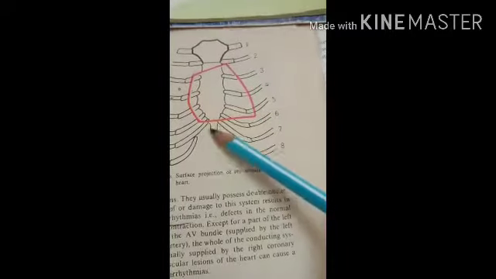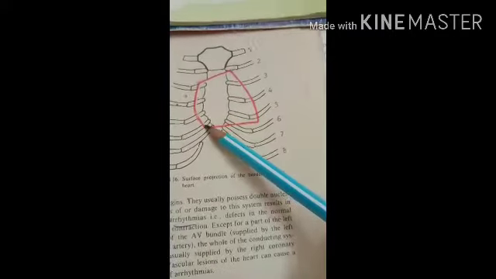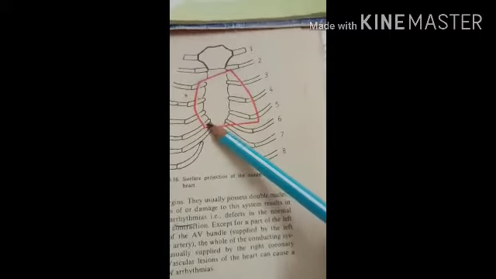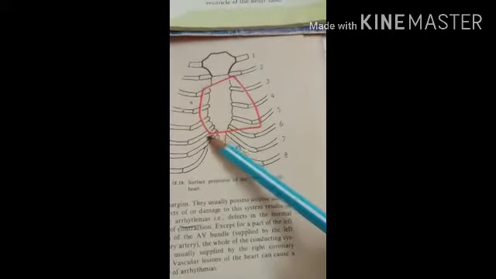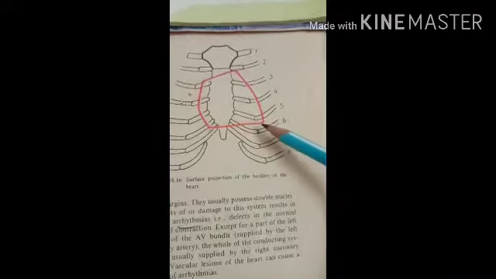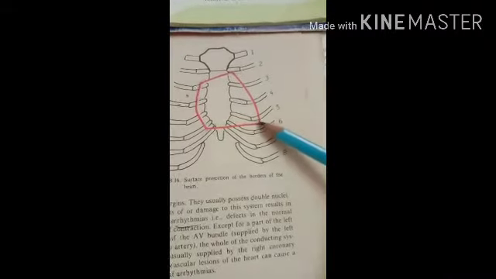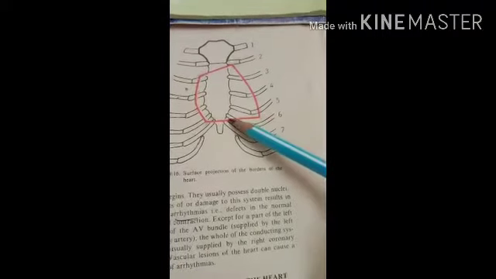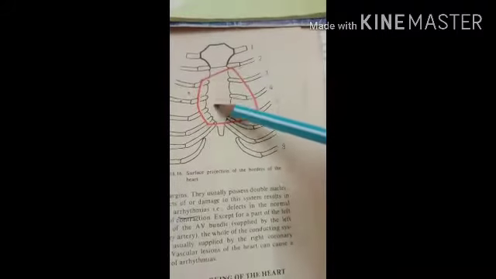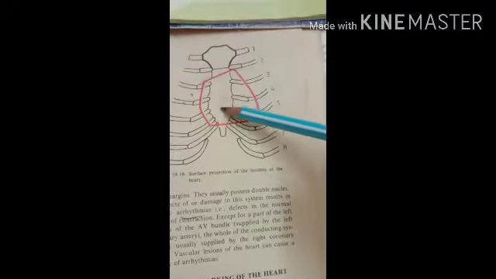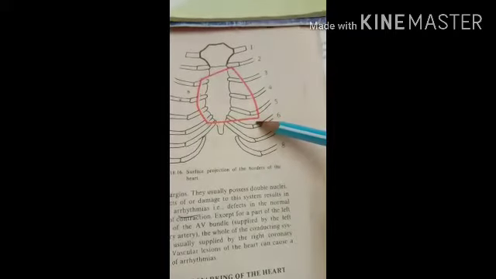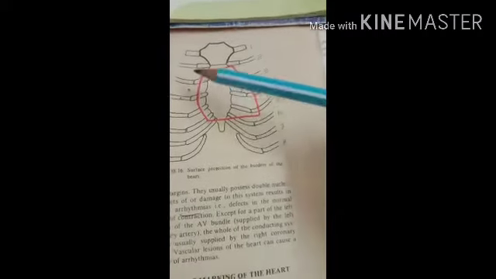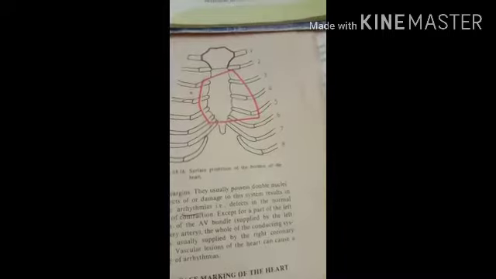The third point should be taken on the sixth costal cartilage on the right side, which is 2 centimeter away from the right costal margin. And the fourth point should be taken in the fifth intercostal space, about 3.5 inches from the midsternal line. This is the midsternal line, and from this you take 3.5 inches or 9 centimeter. Then join the third and the fourth point. So that is the upper border and that is the lower border of the heart.